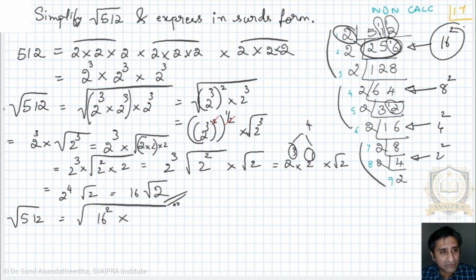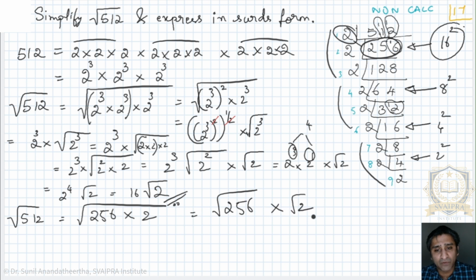So what I then do is, instead of writing 16 squared, let me demonstrate it by writing 256 here multiplied by 2, which then essentially is the square root of 256 multiplied by the square root of 2, and the square root of 256 is, as we all know, just 16. So that is 16 multiplied by the square root of 2. Again we end up with the same answer.